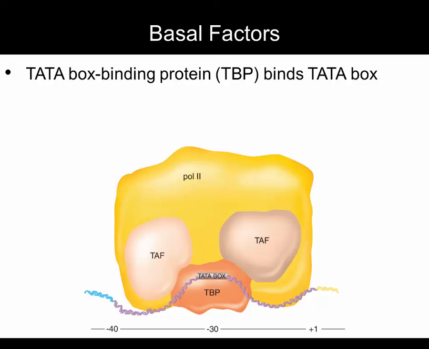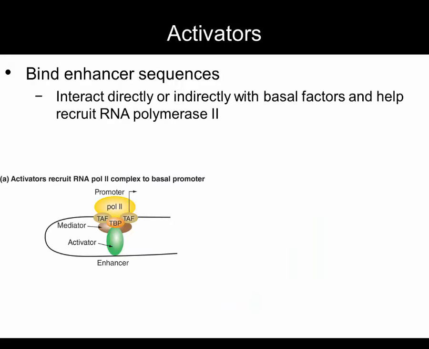The TATA box binding protein, or TBP, binds the TATA box. Then, TAFs, or TBP associating factors, associate with TBP. RNA polymerase II binds the TAFs and transcribes the gene. Activators are proteins that bind enhancers and interact with basal factors to help recruit the polymerase. This interaction can be direct or indirect via a mediator protein.